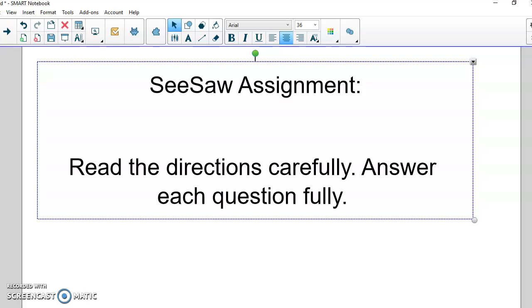One thing I want to remind you about Seesaw is to read the directions carefully and to answer each question fully. Some of us are only doing part of the problems, and we need to do each problem fully.